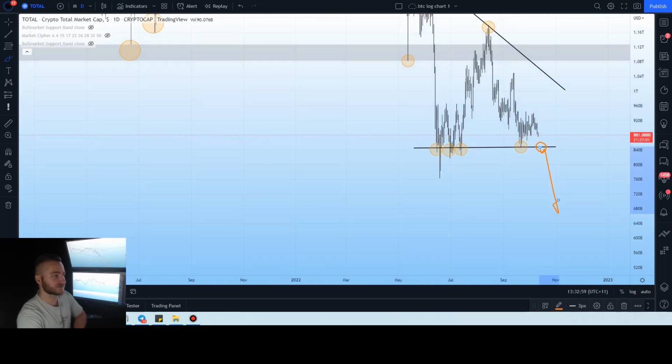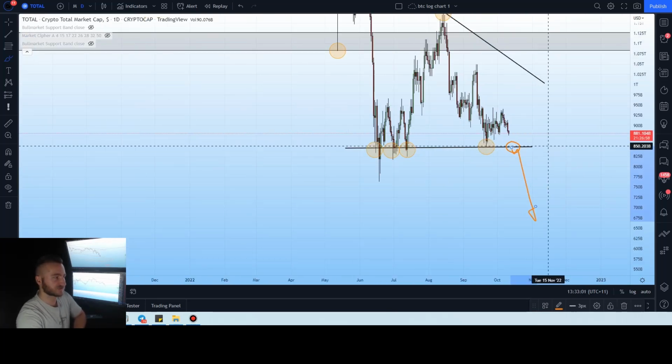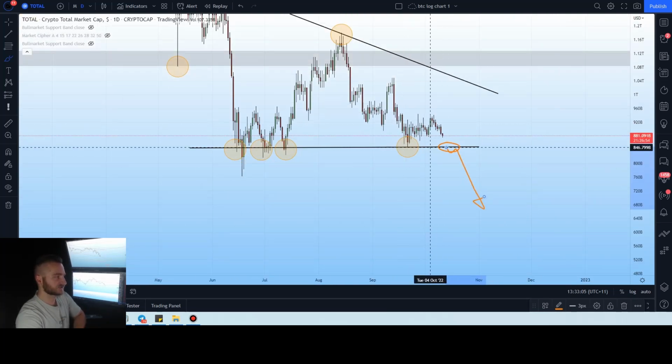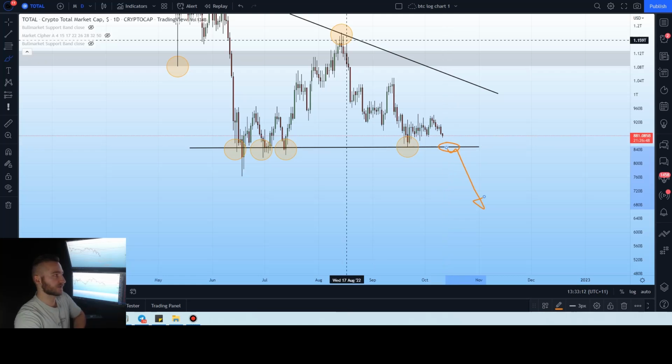Altcoins at that point will be absolutely destroyed if that occurs. I don't think it's going to happen, but it is a possibility. So ideally, I would like to see the price at least remain above 850 billion. I think that's a very important level to hold above.